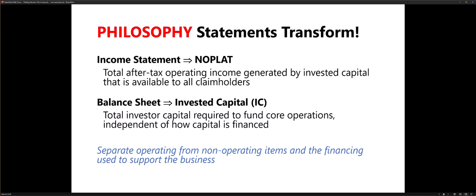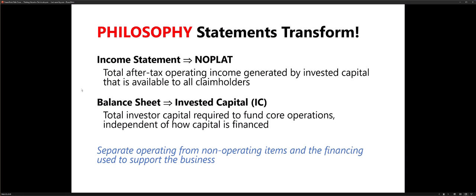Well, what is invested capital? It is the total capital required to fund core operations, independent of how capital is financed. So this is the part where you would see the hard assets or the fixed assets like PPE, ROU assets, right of use assets, and intangibles, and other items in there. And the net operating working capital is also in there. So our job is to separate the non-operating and operating parts of the business.